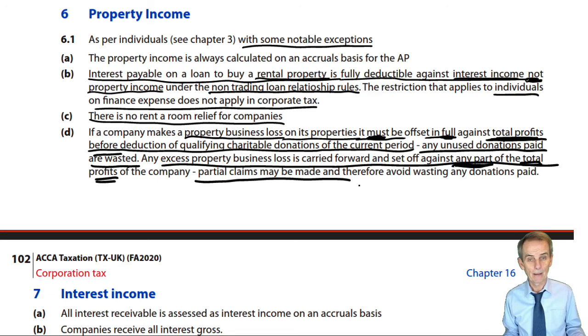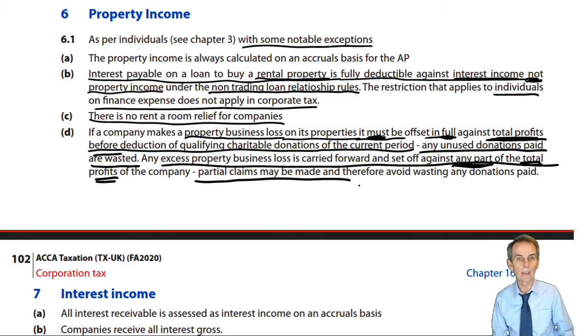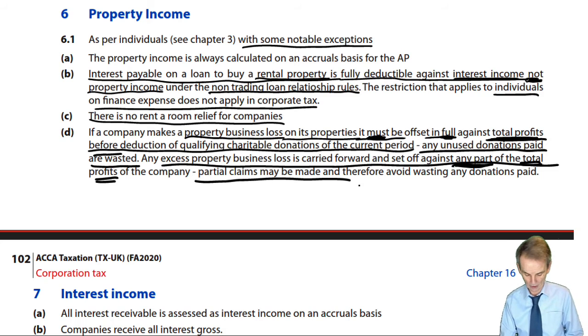That's not going to happen, because now you can pick and choose on a carry forward of a property business loss how much of that loss is used against total profit. So what you would do therefore is to restrict that claim such as to leave sufficient total profit to absorb the qualifying charitable donation paid. But you can't do that in the current period. Again, no partial claims in the current period. It's offset in full. No partial claims in current period, only when you carry forward.